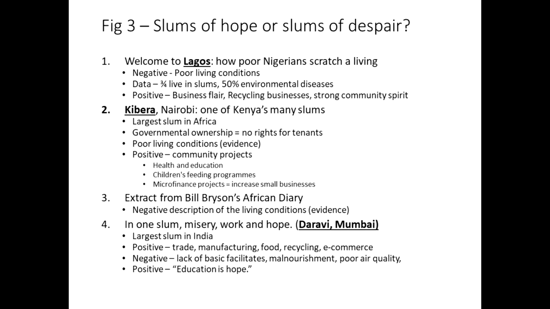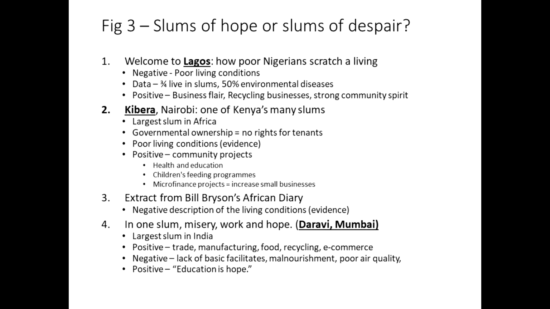So they really want to try and invest and have very kind of small loans for small businesses to help them get started. We've then got an extract from Bill Bryson's African Diary, and this really is a big negative section. Okay, so it describes the living conditions in a negative way and how bad it might be. Last section is Dharavi in Mumbai. And this again is kind of positive and negative. It's the largest slum in India.